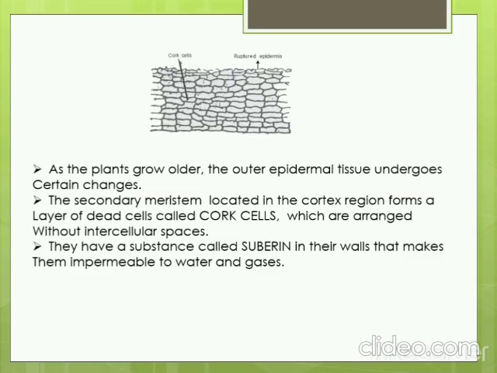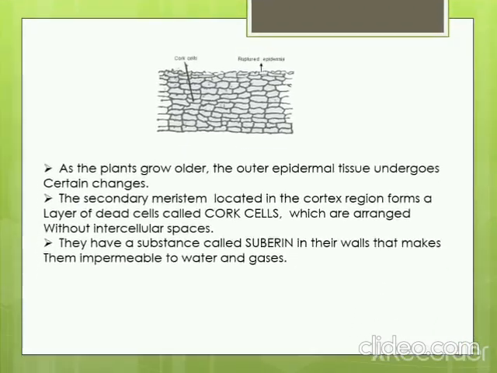These cork cells are filled with a substance called suberin in their walls. They are very thickened substances. They are thickened in their walls, which makes them impermeable to water and gases. The outer epidermal layer will be converted into bark. You have seen in some plants the bark is very strong, dark and brown. This is due to the presence of the suberin material in them.